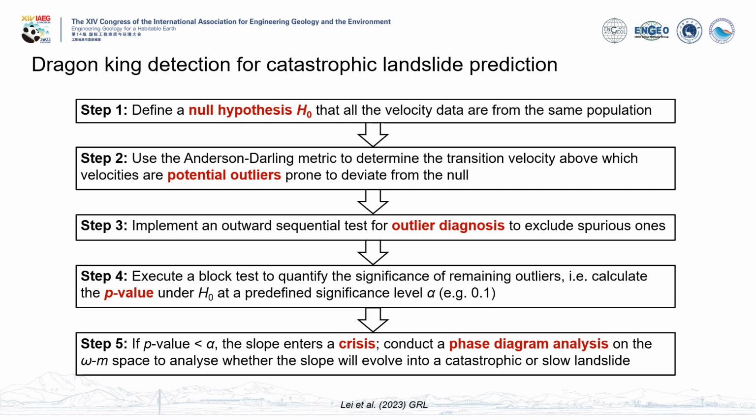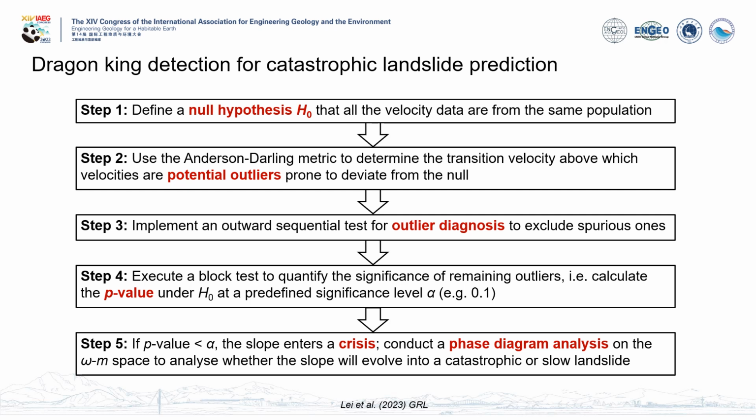To achieve this, I developed a rigorous statistical tool to quantitatively detect dragon kings. First, I define a null hypothesis that all the velocities follow the same population. Then I use the Anderson-Darling metric to identify potential outliers and further conduct an outward sequential test plus a block test to quantify the significance of these outliers by calculating the p-value under the null.